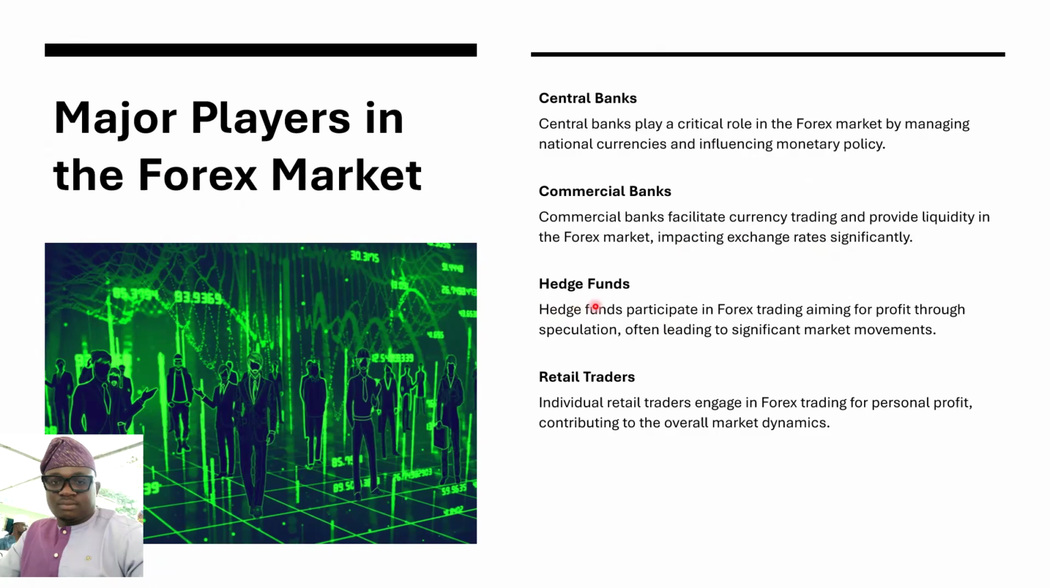So hedge funds are another major player in the game. Hedge funds participate in forex trading, aiming for profit through speculation. These hedge funds are speculators. Central banks just manage and influence monetary policies and national currencies. Commercial banks facilitate currency trading and provide liquidity; they are a major player too. But hedge funds are here for profit through speculation, often leading to significant market movements. All those big movements, they are major players, but they are traders aiming for profit. These people make profit by exchanging currency. These ones are the owners of the currency.